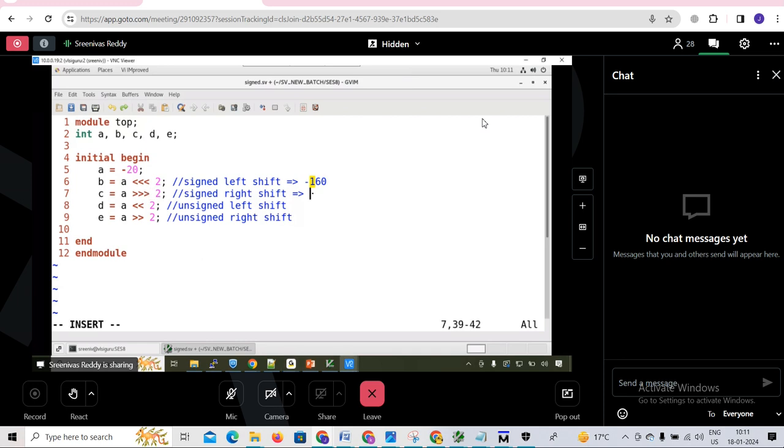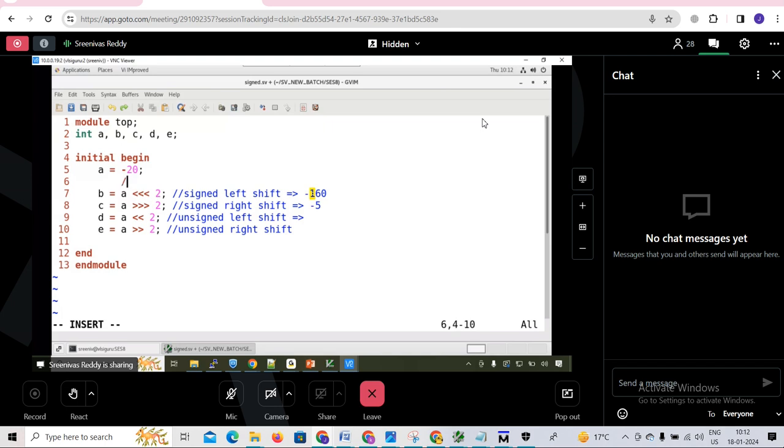So minus 160, what is the expectation here? Minus 5. In the second case, it doesn't hold the sign, it will be some other number. When you shift it by 2, what will happen? What the tool does is it will convert minus 20 into this one.